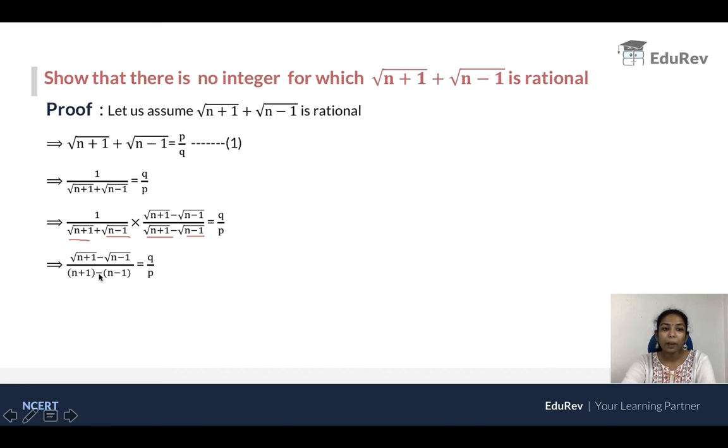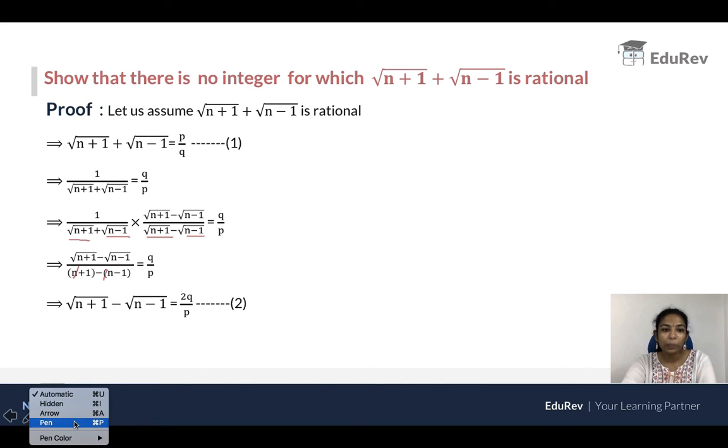And what will happen? Minus, if I open the brackets, it will be minus n and plus 1. So plus n and minus n get cancelled, so the denominator will have simply 2. And that 2, if we bring it to the other side, it will be 2q by p. So here the value that is going to the left will be simply 2, right? That 2, if I bring it to the other side, it will be 2q by p. And in the numerator, root of n plus 1 minus root n minus 1.